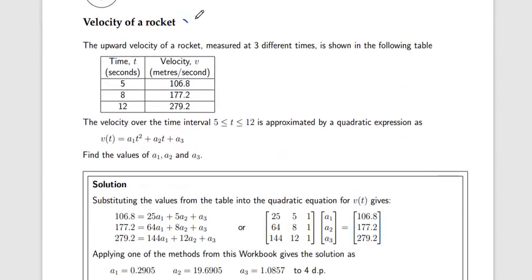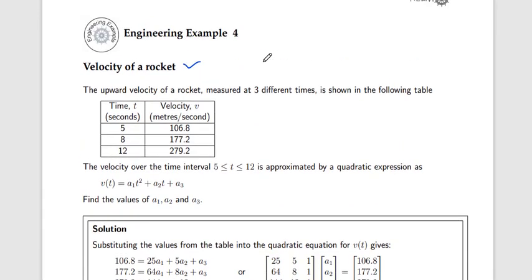Now let's talk about the next example type, rocket and velocity. The upward velocity of a rocket measured at 3 different times is shown in the following table. The times are 5, 8 and 12, which means at 5 seconds the velocity is this, at 8 seconds the velocity is this, and at 12 seconds the velocity is this, in meters per second. Three different times we measure the velocity. This is the table.